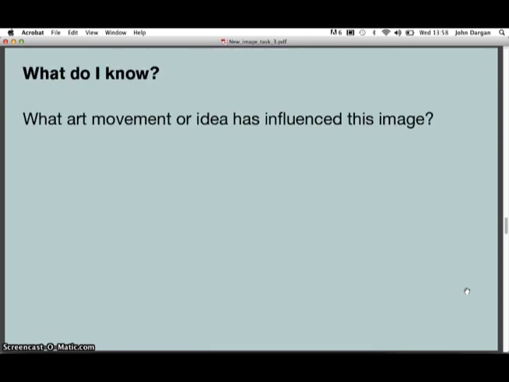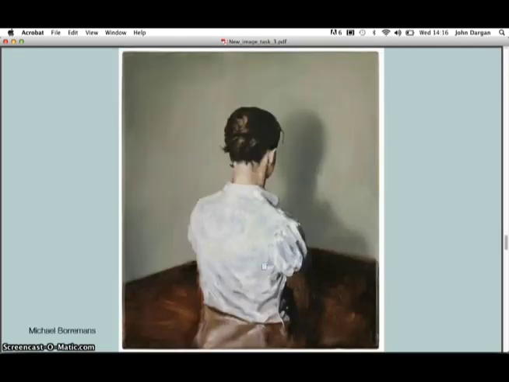Well, the art movement or idea that's influenced this image, I think you could argue that it's surrealism. Thinking about why he might have cut this woman off like this, using that realistic style and having this figure maybe on the floor like this, and she's a young woman. We can't tell how attractive she is, but she looks like a regular young woman, but she's cut off at the bottom here.